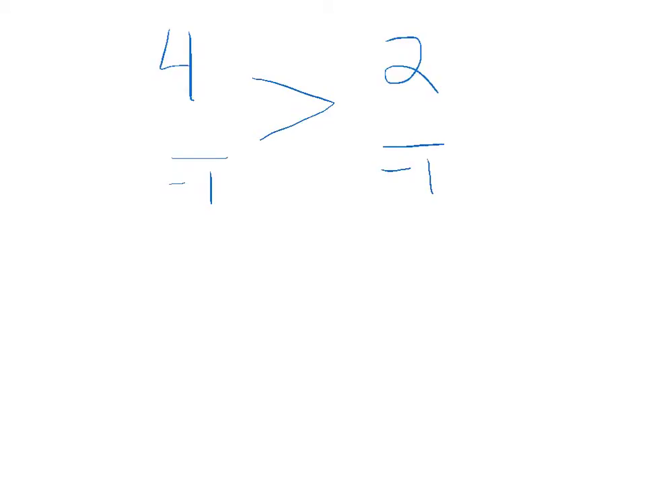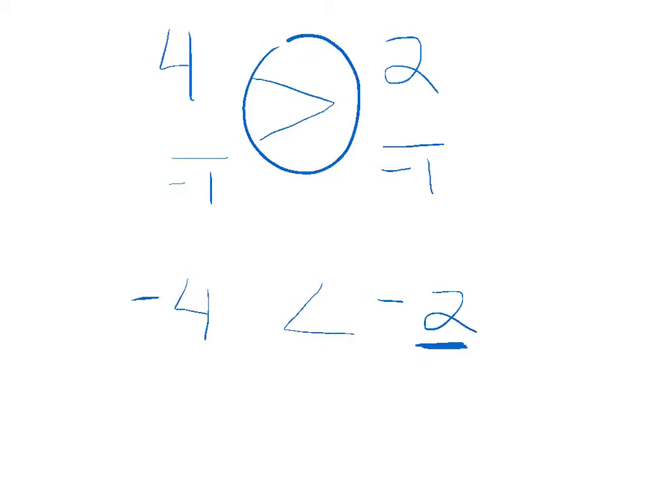Okay, 4 divided by negative 1, well that's negative 4. 2 divided by negative 1, that's negative 2. Now if I put this question mark, which one is bigger? Negative 2 is actually bigger right here. So if I erase the question mark, now you can see I'm going to switch the inequality symbol. So it started out as greater than, and then it ended as less than.